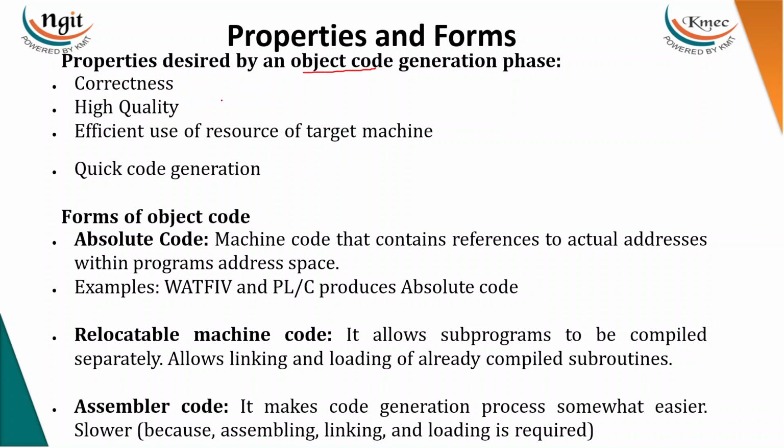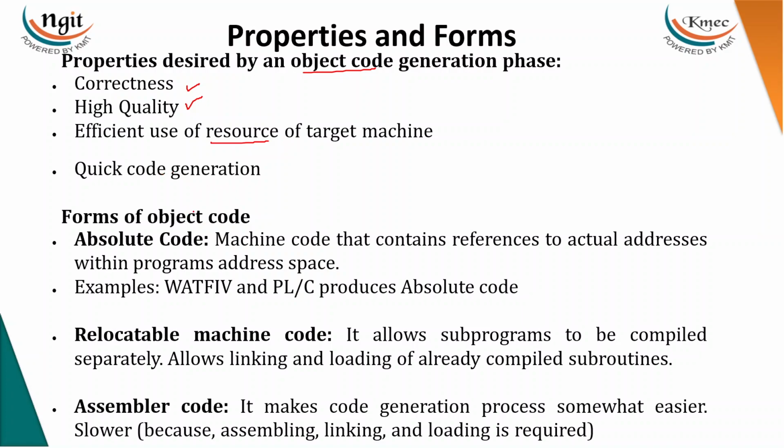First of all, when you are representing the code in some target, that should be correct. Means whatever the intention of the program was in high level, once it is represented in the low level also, the intention must be the same. It should perform the same task. And the quality of the code should be high, with efficient use of resources of the target machine. See guys, when you are representing the code in a machine, you may not have enough resources like registers, so you should take care about the efficient use of available resources. And the last one, quick code generation, means it should take less time.